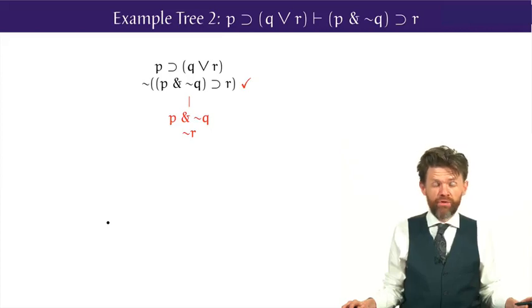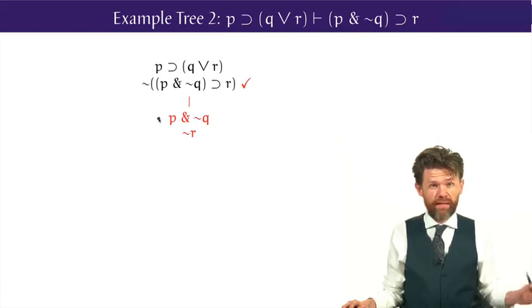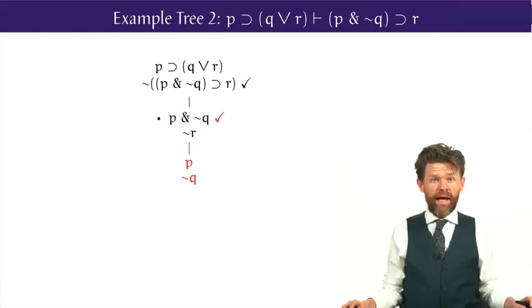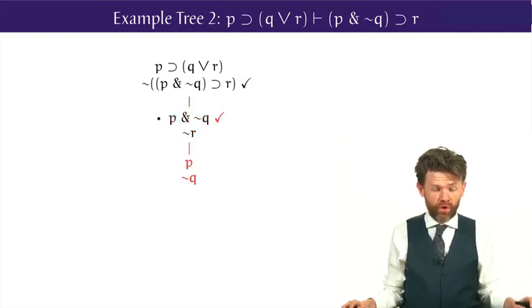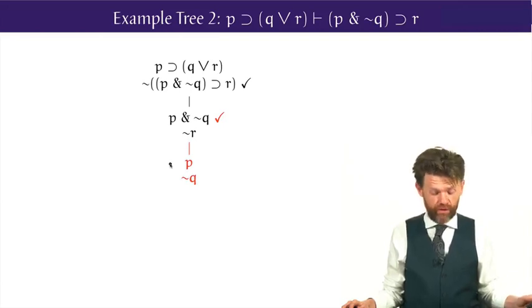Now I've got two formulas left to process: the P implies Q or R, which branches, it's a conditional, and the P and not Q, which is a conjunction, which doesn't branch. So I'll choose that one to process, and I write down P and not Q. So now all I have left to process is the P implies Q or R. Nothing is closed yet. I've got P, not Q, and not R, and no other clashes in the tree.